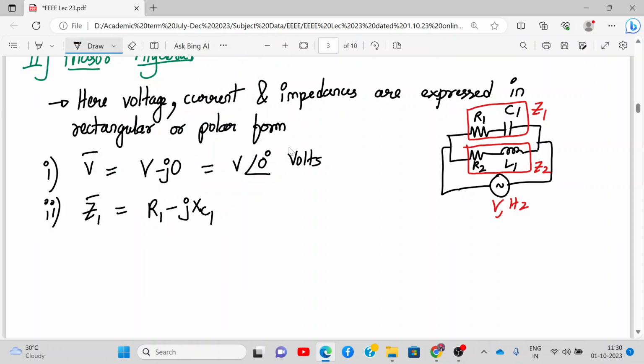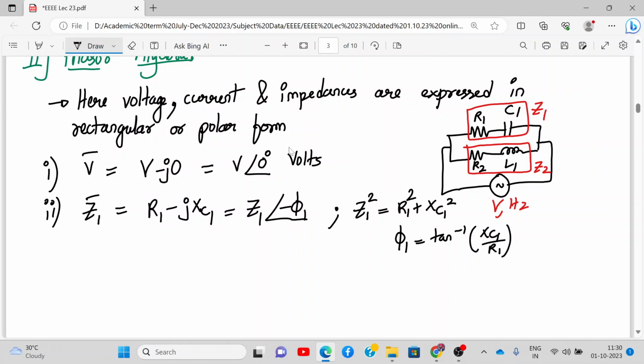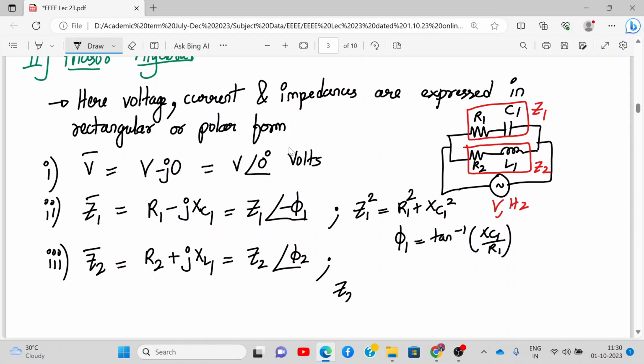So Z1 is R1 minus jXC1. Now how do I represent it in polar coordinates? Polar form will be Z1 angle minus phi 1. We remember why minus: because the circuit nature is capacitive. Z1 squared is R1 squared plus XC1 squared, and phi 1 is tan inverse of XC1 upon R1, as we wrote in the previous steps. Then Z2 bar is R2 plus jXL1, which I can write as Z2 angle phi 2, where Z2 squared is R2 squared plus XL1 squared, and phi 2 is tan inverse of XL1 upon R2. Got it?